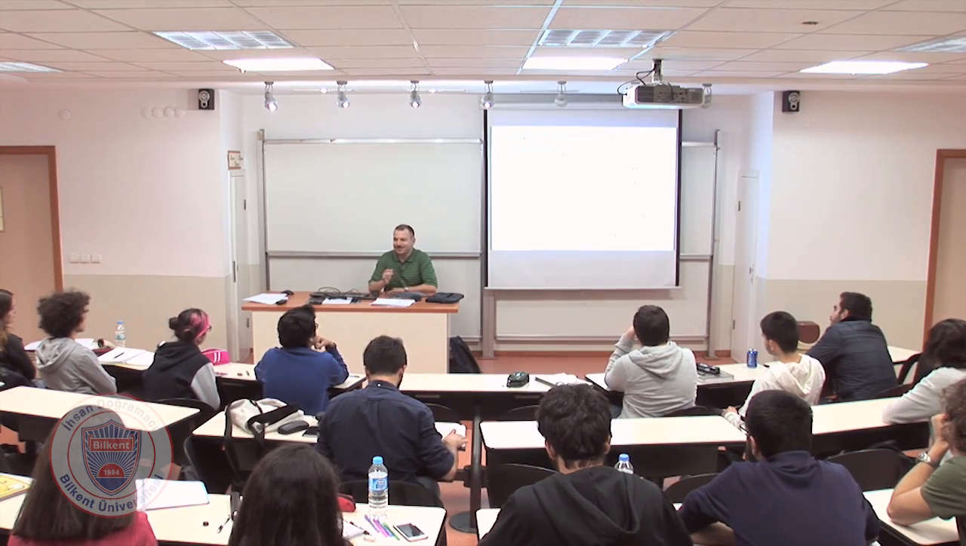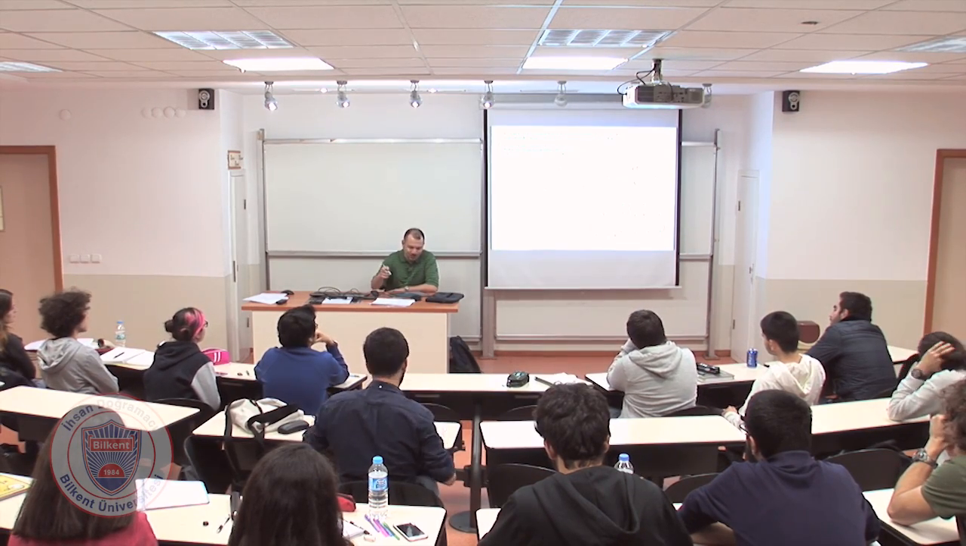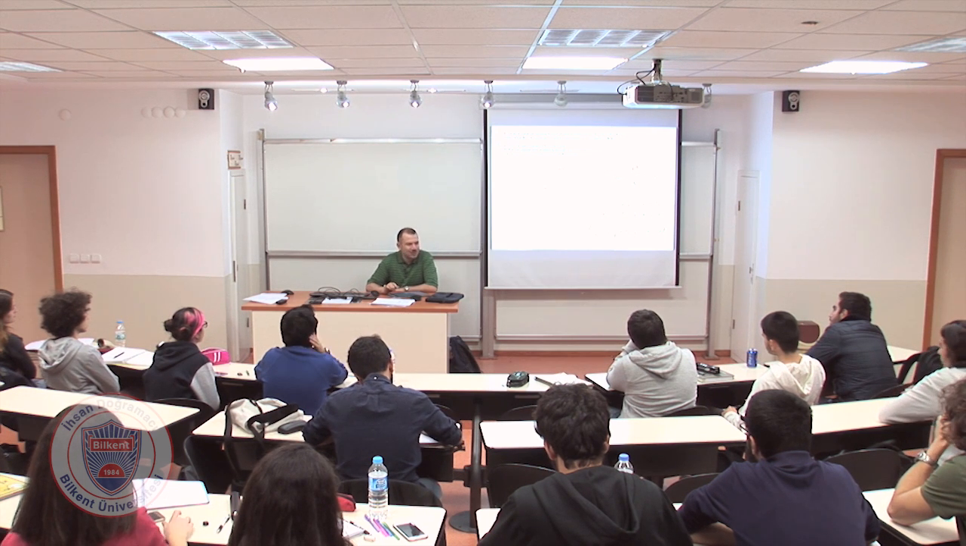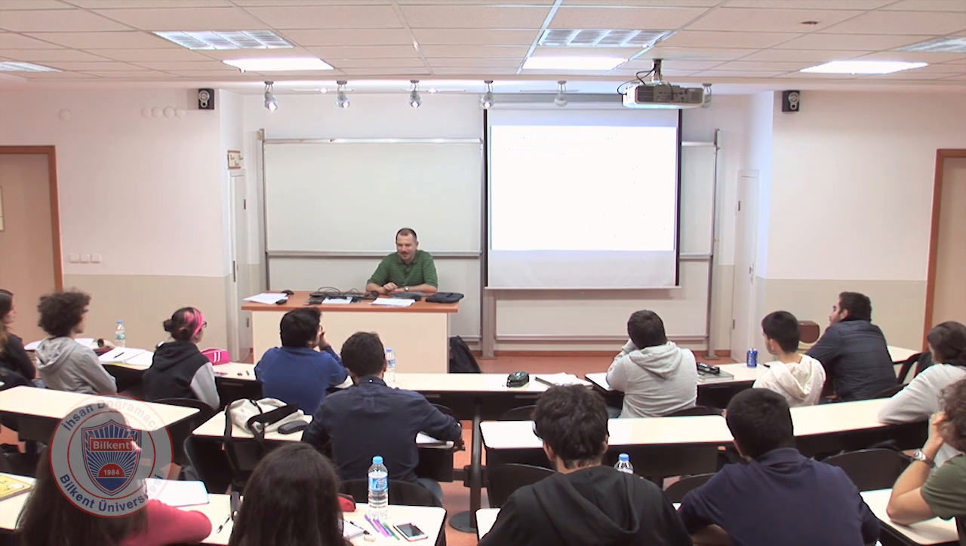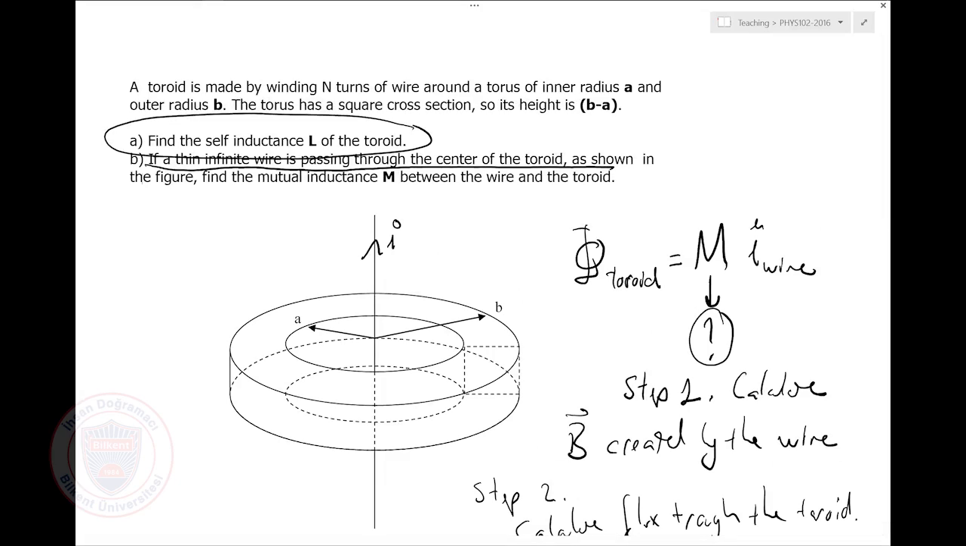Let's solve this quiz. I know that your quiz is simpler than what's here. So we're not going to do part A. We're going to do part A later. First, let's find part B. If a thin infinite wire is passing through the center of the toroid, find the mutual inductance between the wire and the toroid.